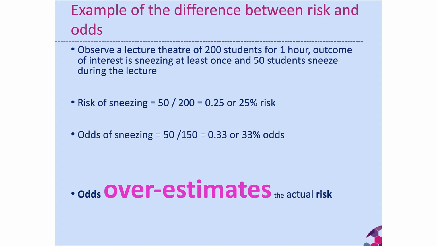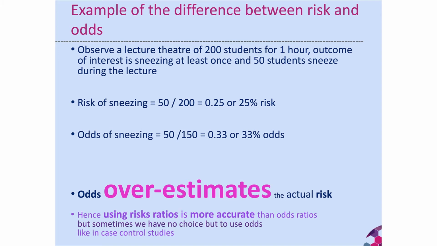And this links back to when we talked about when risks are small, then rates are very close to what a risk is. And when risks are large, then the rate is likely to be a more accurate measure. In this context, when risks are small, odds and risks are very similar, but when risks are large, the odds will overestimate the actual risk. Hence, in this context, using risk ratios and risks is more accurate than using odds ratios and odds. But sometimes we have no choice, for example, in case control studies.